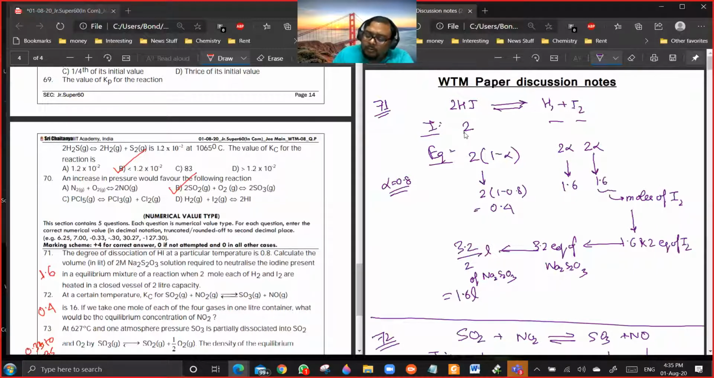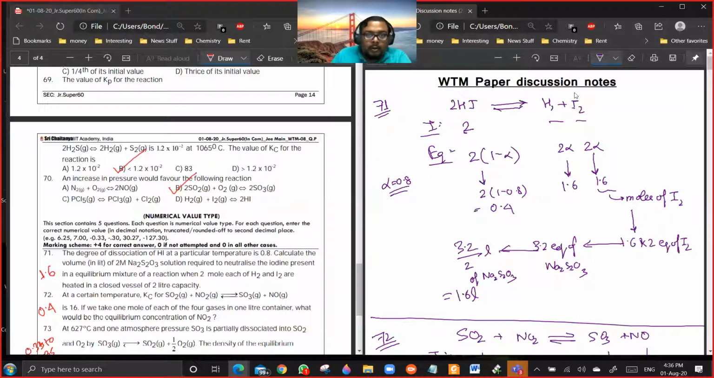So I am starting with 2 moles of HI and I know my degree of dissociation is 80%. So at equilibrium you will be getting 2 into (1 minus alpha), 2 alpha and 2 alpha. So moles of HI in equilibrium is 0.4 and moles of H2 and I2 is 1.6 and 1.6. Are you getting up to this?